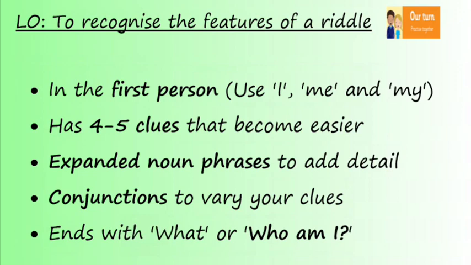We can use expanded noun phrases to add detail. That's when we're giving really precise clues that reflect our chosen bird. We can use conjunctions to vary the clues. Make them longer, make them different at the start. Just give our reader a bit more interest. And don't forget, we end with a what or who am I. That's your choice, really. I've gone with who am I because I'm imagining that I'm the bird. But if you just want to put what am I, that's still okay.